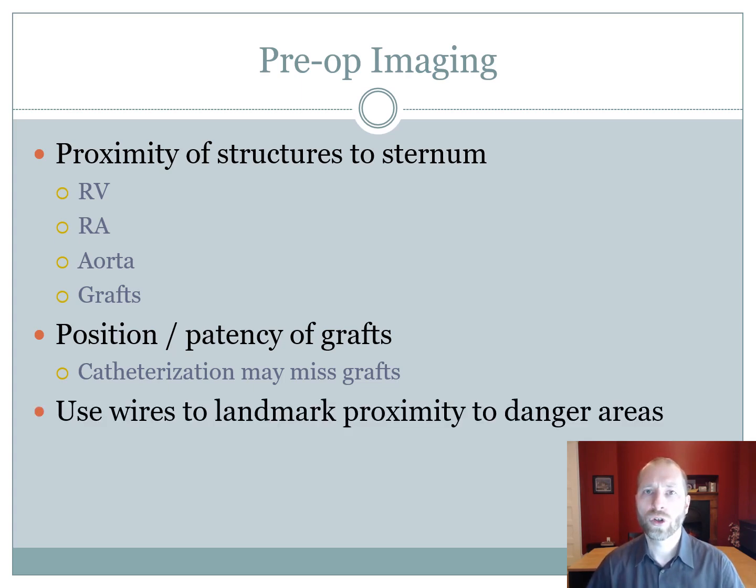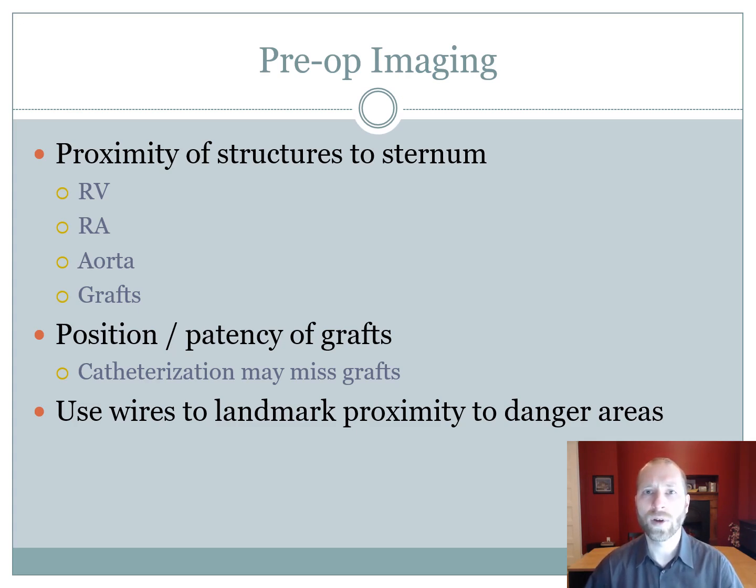You can use the sternal wires on the CT scan to landmark areas of danger. So if you see that the right ventricle is very close to the sternum between the fourth and sixth sternal wires, then when you're cutting through that area on the bone, you have to take extra care to not cut into the right ventricle.